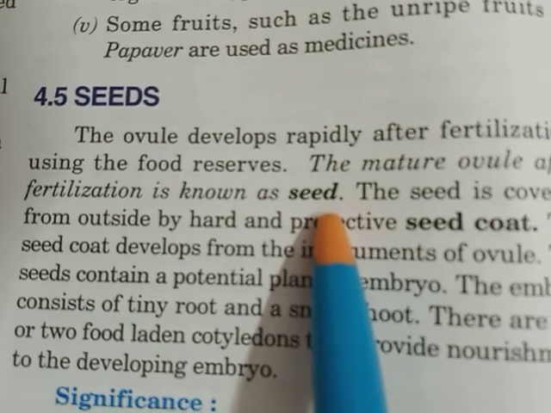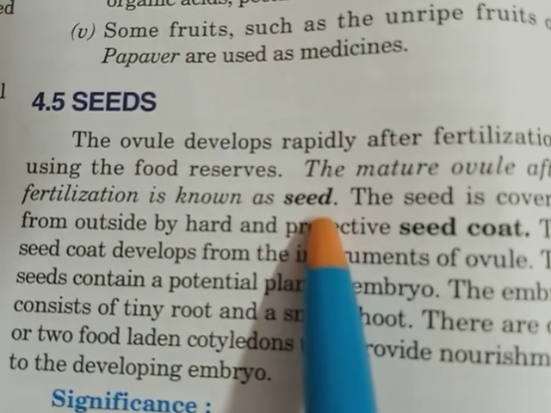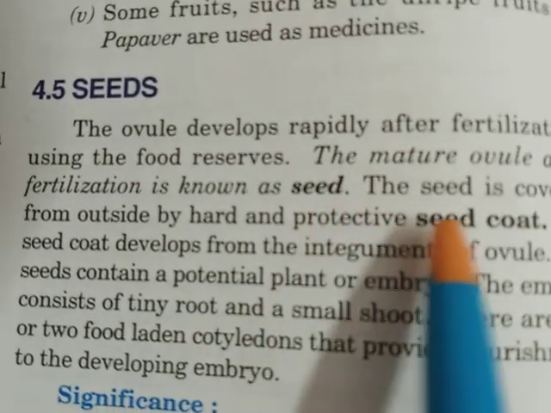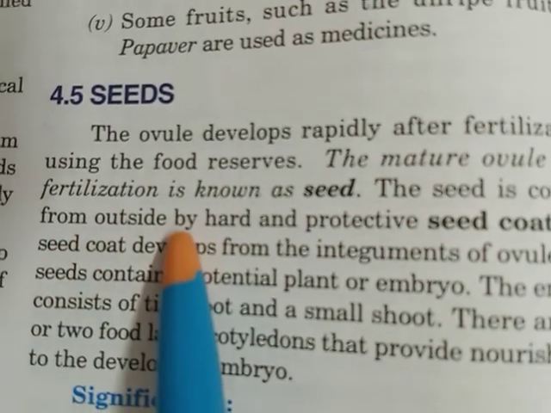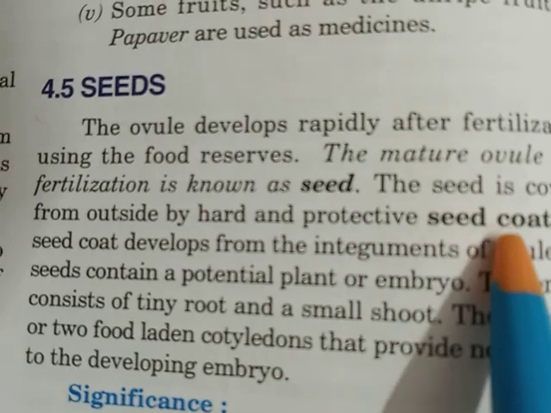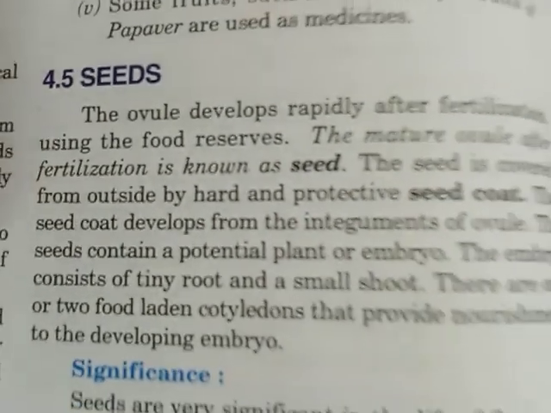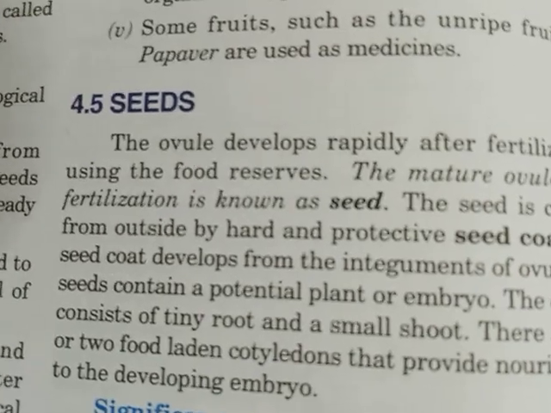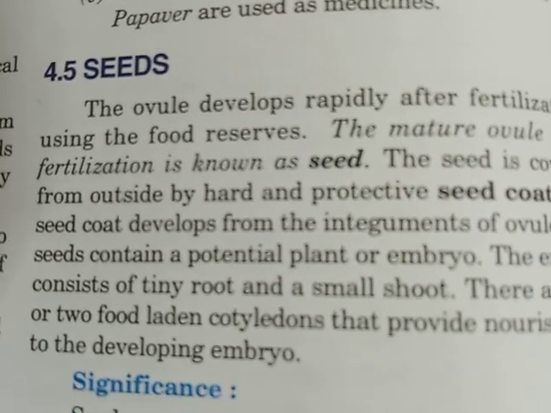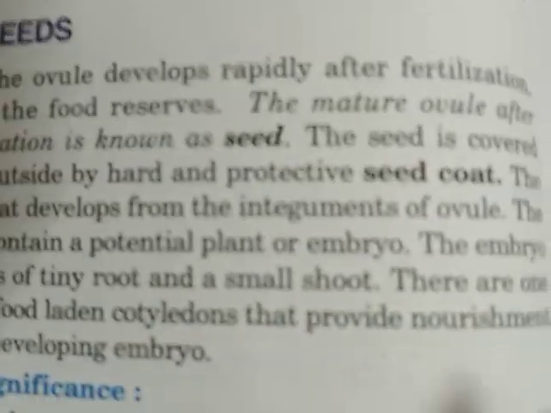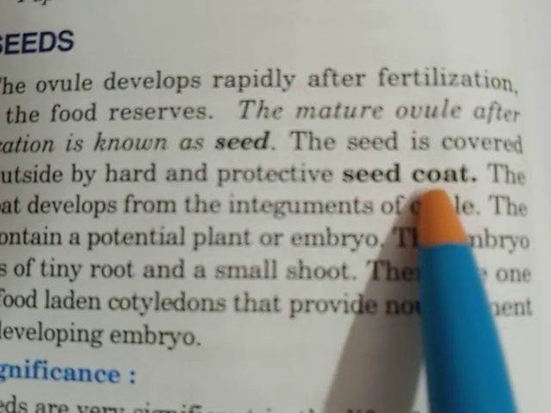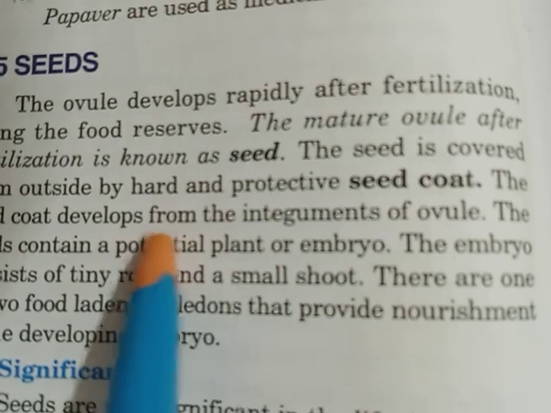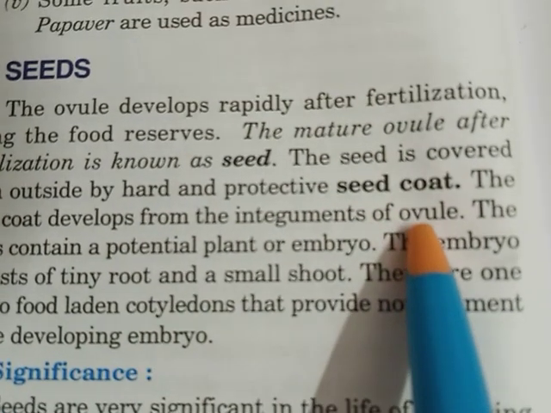So what is a seed? It is a mature ovule which is formed after fertilization. The seed is covered from outside by a hard and protective seed coat. The integuments form the seed coat. The outer one is the testa and the inner one is the tegmen, and together they are known as the seed coat. They protect the seed. The seed coat develops from the integuments of the ovule.